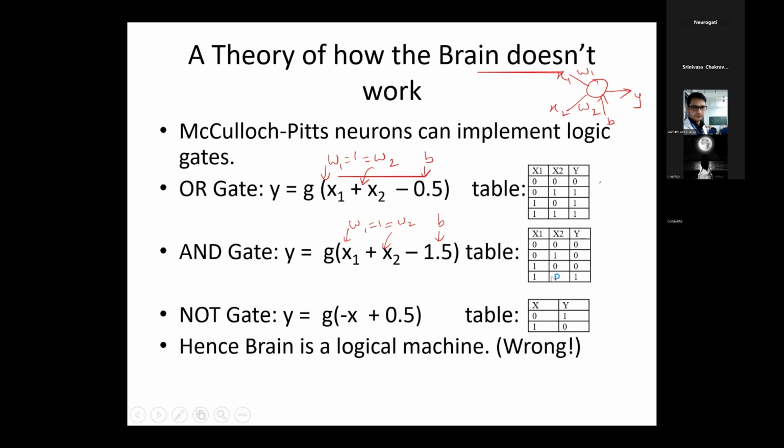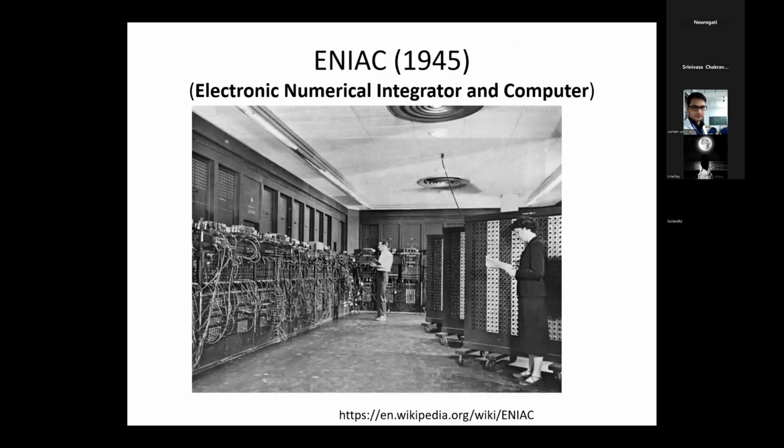If you want a NOT gate, the input is only one input. If the input is 0, the output is 1. Input is 1, output is 0. So G of minus x plus 0.5. In this case, the bias is 0.5, and there's only one weight, let's call it W, that's equal to minus 1. If you do that, you can easily see that if x is 1, the argument is negative, so the output is 0. If x is 0, the argument is positive, so the output is 1. Okay, so you can trivially show how you can implement all three logic gates using this neuron model.